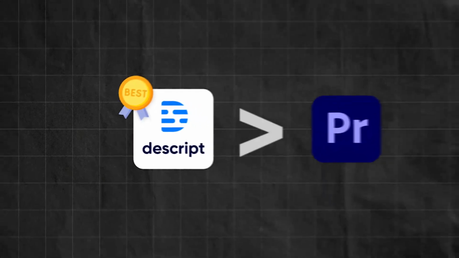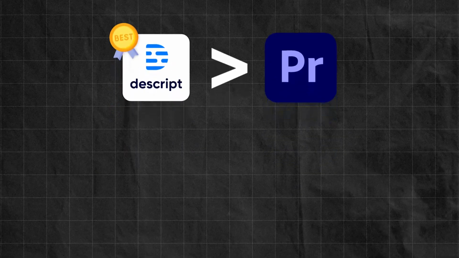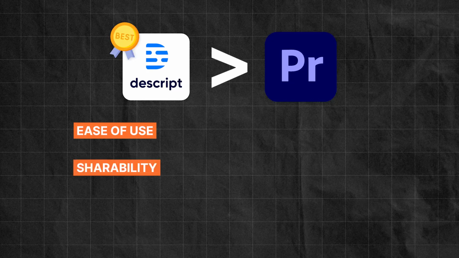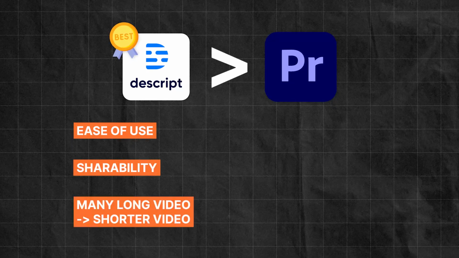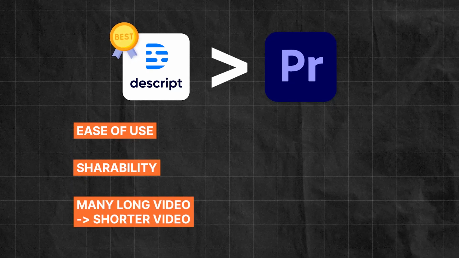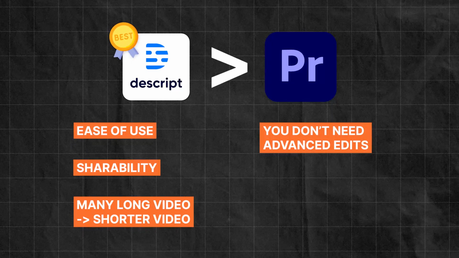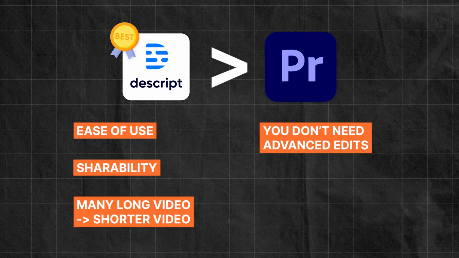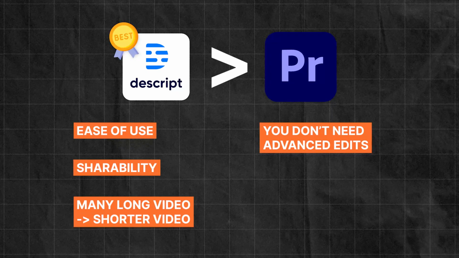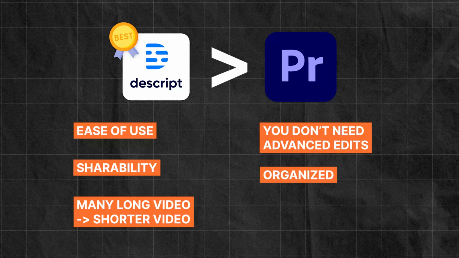Descript is the best video editor if you value ease of use, easy shareability, you have many long videos that you want to convert to shorter videos. You don't need advanced edits and super high quality graphics, which is becoming more redundant because of AI actually. And you want to stay organized.